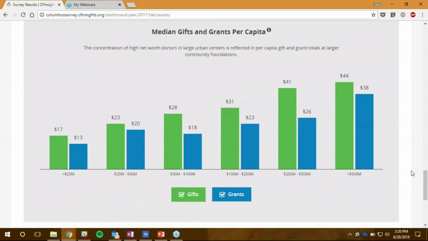Looking at gifts and grants per capita, this makes a lot of sense when you look at it, but basically as you go up in asset size, gifts and grants per capita do also increase. There are a couple of reasons for that. There's more money coming in and going out, but part of that is because larger community foundations do tend to be either in or serve larger urban areas that might be reflected as these more high net worth donors are driving these higher dollar totals as well. So even though they're serving more folks, they have these ultra high net worth donors that are driving a lot of this activity. But either way, there's a fairly straightforward relationship between asset size and gifts and grants per capita.